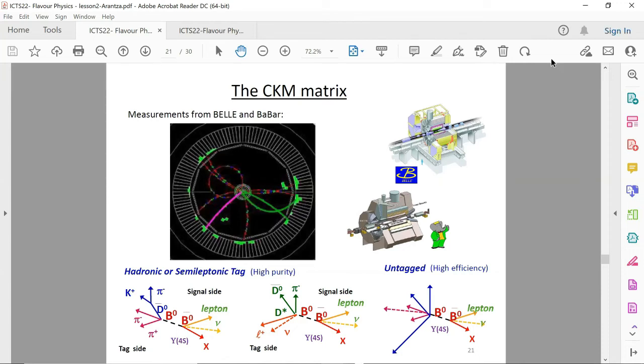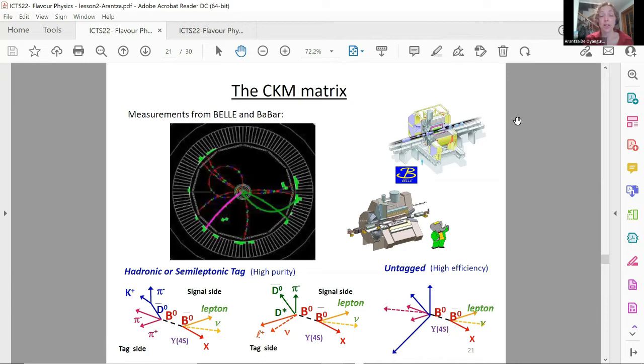Hi, this is Shirin. Can you explain how high purity and high efficiency are defined in general? Of course. You have two things in all the experimental analyses that you are performing: you have your signal and you have your background. The important thing is to have as much signal as possible and as little background as possible, right? That's clear.